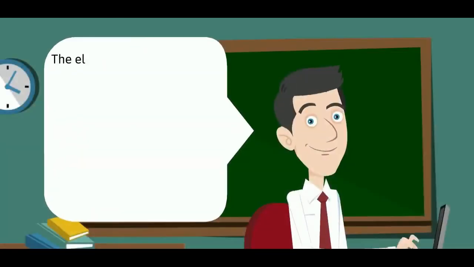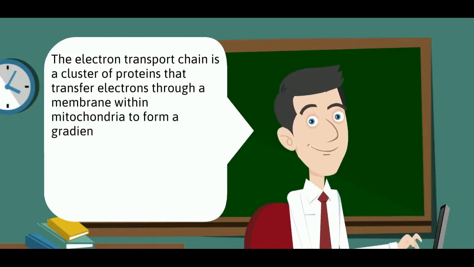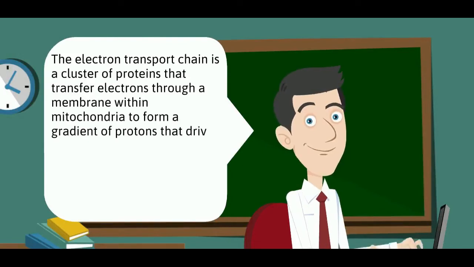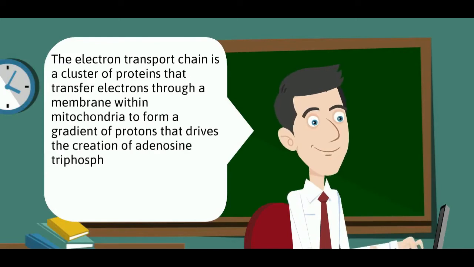The electron transport chain is a cluster of proteins that transfer electrons through a membrane within mitochondria to form a gradient of protons that drives the creation of adenosine triphosphate, ATP. ATP is used by the cell as the energy for metabolic processes and cellular functions.